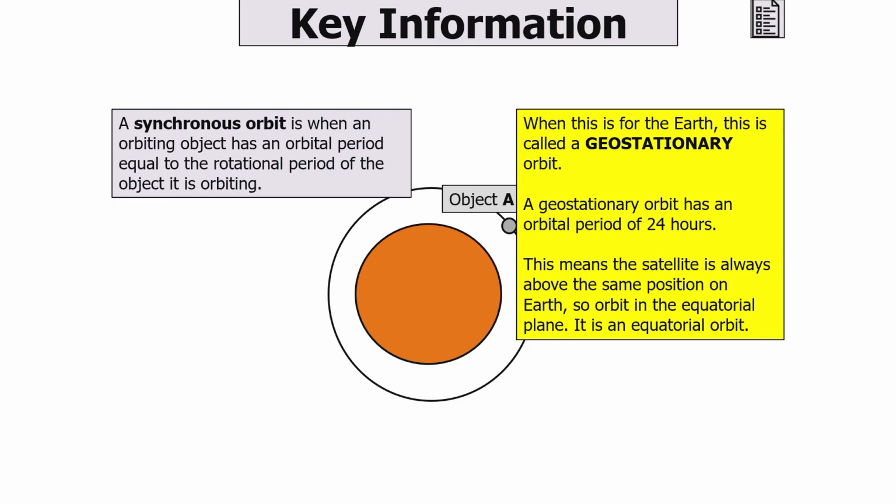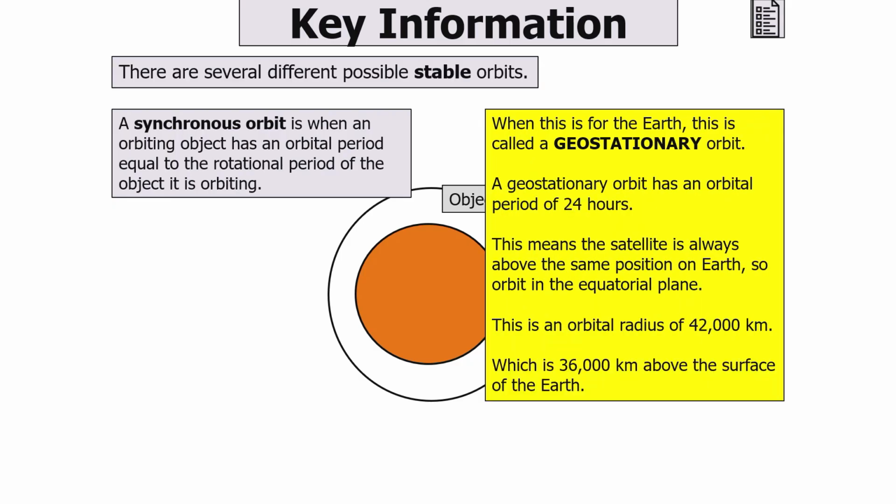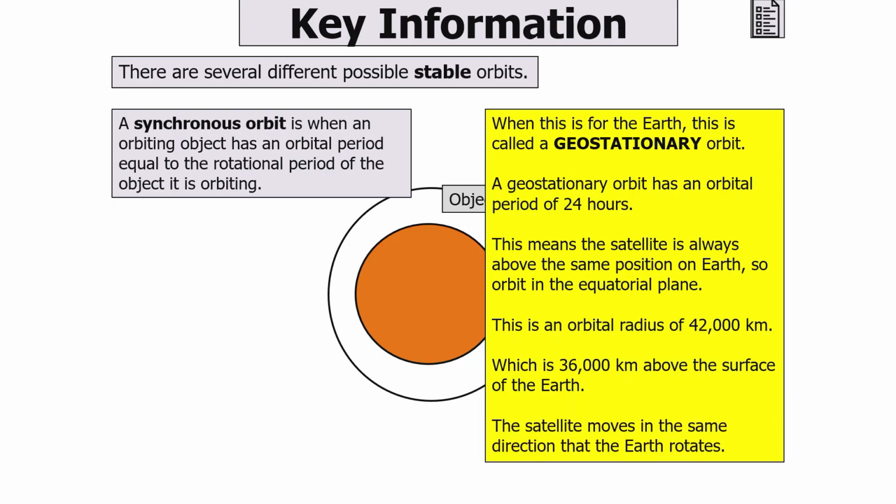Now, as mentioned before, a geostationary orbit will have an orbital period of 24 hours. It'll always be in the equatorial plane, so it'll have an orbital radius of 42,000 kilometers, which is 36,000 kilometers above the surface of the Earth. Now we say, therefore, the satellite moves in the same direction that the Earth rotates.